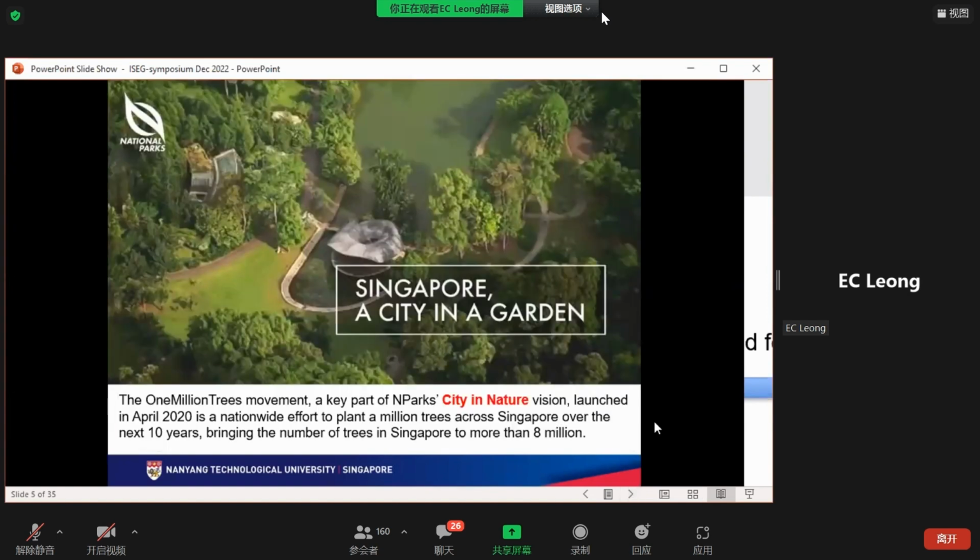And we have sort of moved on. So in April 2020, from Singapore being a city in a garden, there's this new vision of city in nature. There's currently a 1 million trees movement being launched by NParks. What we are planning to do is to plant 1 million trees across Singapore over the next 10 years, so trees in Singapore will be more than 8 million in 10 years' time.